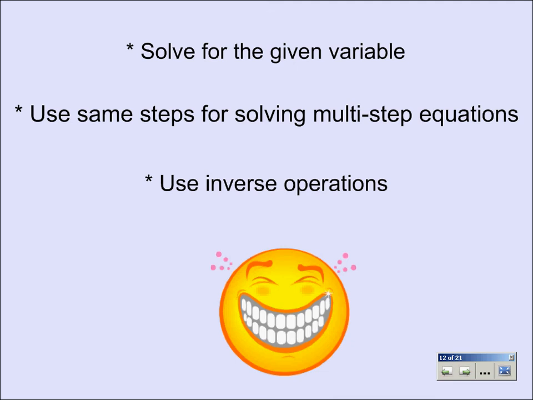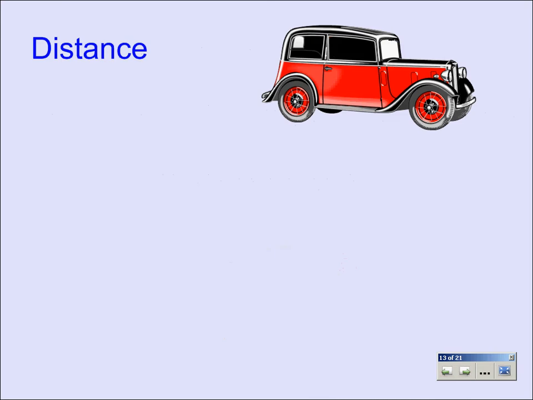The opposite of adding would be subtracting. The opposite of multiplying would be dividing. And remembering, what we do to one side, we do to the other. So let's take a look at an example here. We're going to look at distance.